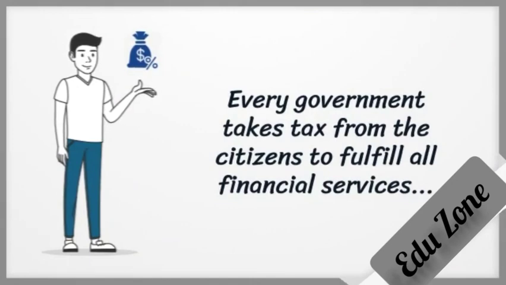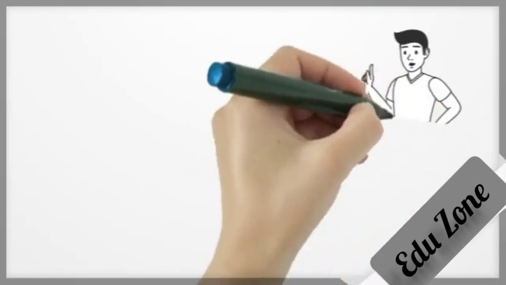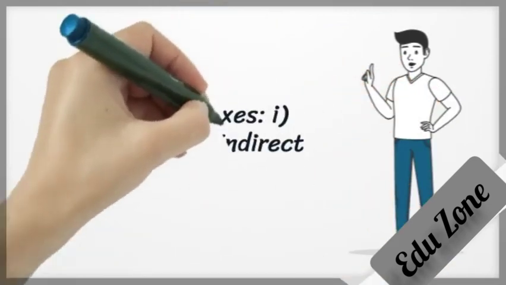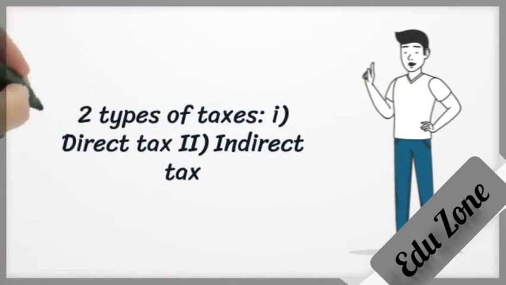There are two types of taxes in India. The government collects money or revenue by levying taxes within its respective territories. For example, the Indian government will take its tax only in India, not in Bangladesh or Nepal or any other country.